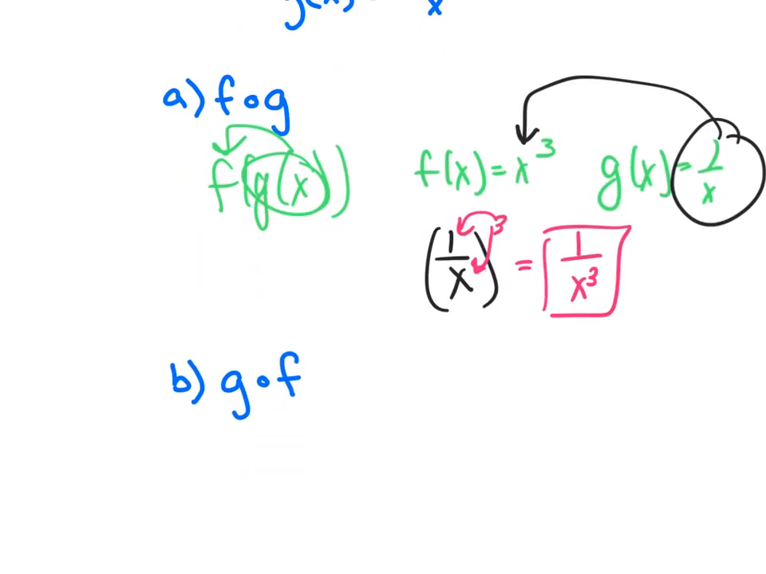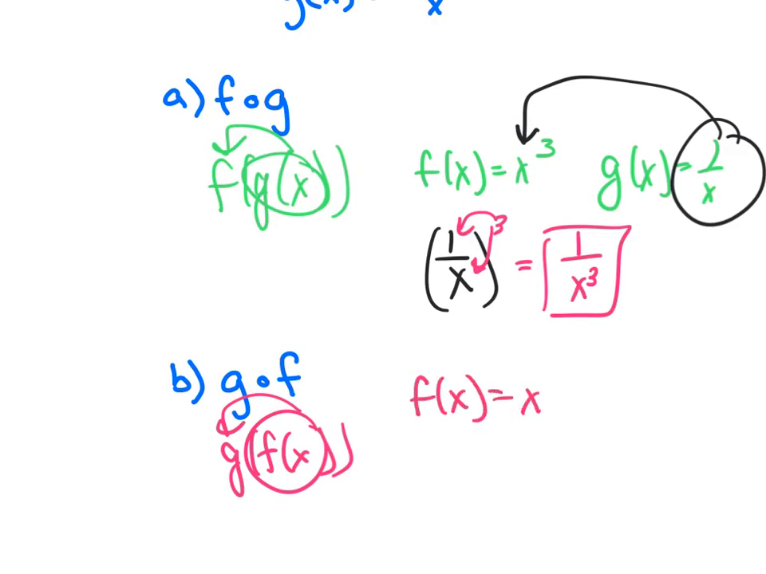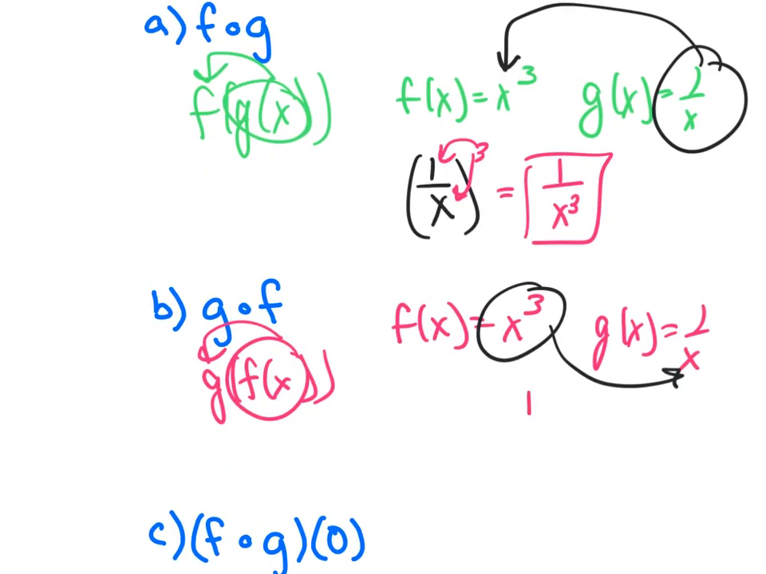Same thing, but opposite direction. I'm going to take the f function, plug it into the g. So my f is x cubed. My g function is 1 over x. So I'm taking the f and plugging it into g. So when I do that, I have 1 over, my f function is x cubed.